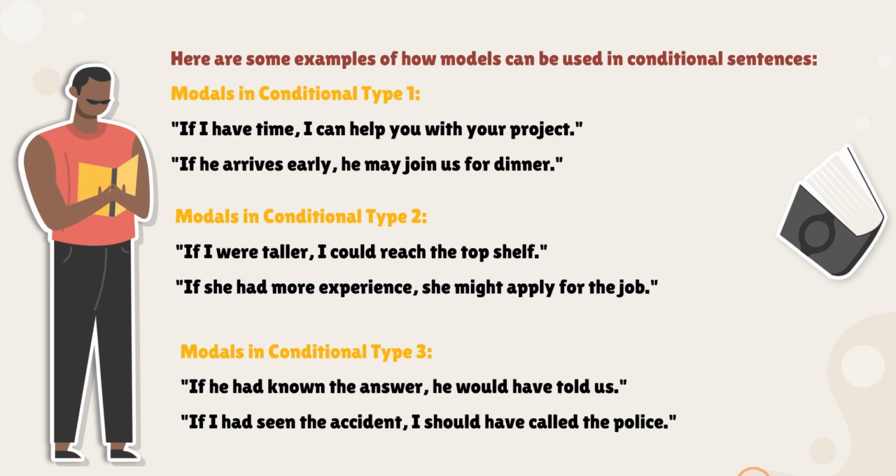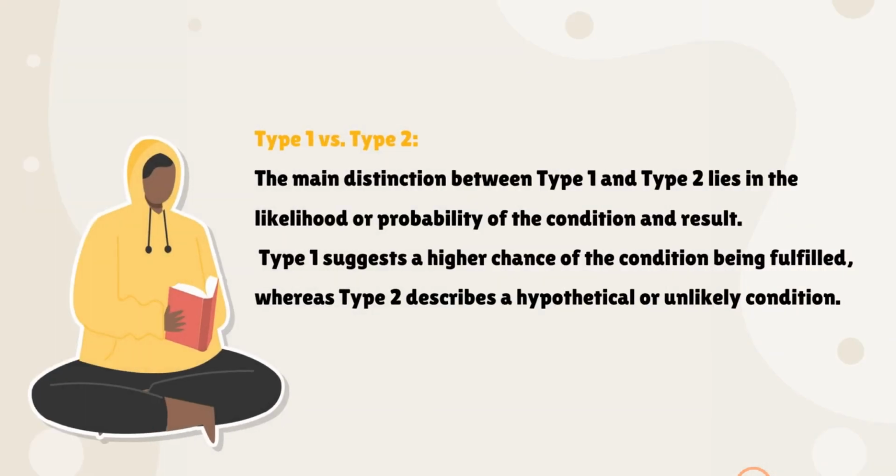And for the last part of this video, let's conclude the differences between these types. Type 1 versus Type 2. The main distinction between Type 1 and Type 2 lies in the likelihood or probability of the condition and result. Type 1 suggests a higher chance of the condition being fulfilled, whereas Type 2 describes a hypothetical or unlikely condition.